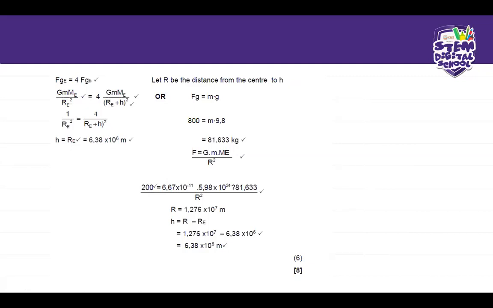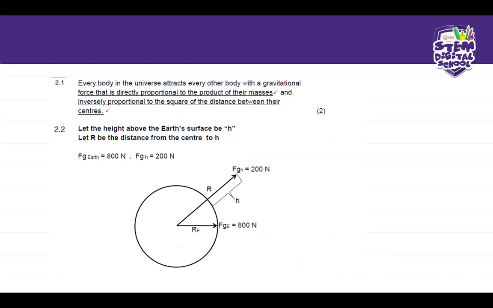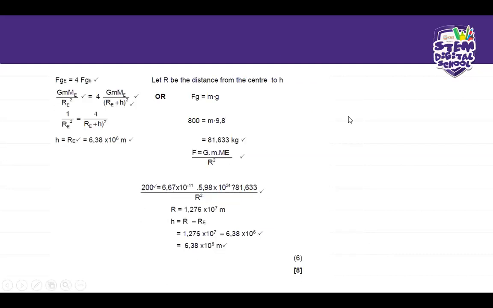So that is one way to find it. But now there's also another. This is a simpler way to find this answer right here. But there's other ways to find it as well. In this case, we're going to say if F is equal to mg, 800 times 9.8, and then we find the mass, right? This is going to be 81.633. Thereafter, we're going to say 200 is equal to 6.67, which is the G constant, times 5.98 times 81.63. Okay. And that we're going to divide by r squared.